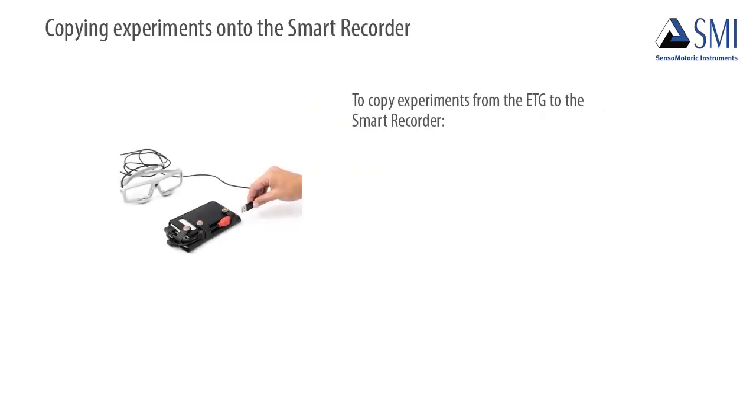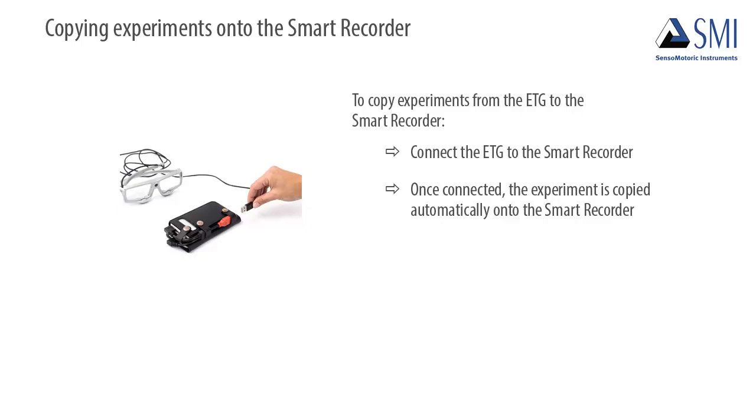To copy experiments from the ETG to the SmartRecorder, connect the ETG to the SmartRecorder. The experiment is copied automatically onto the SmartRecorder. Download the experiment from the ETG to SmartRecorders as needed.